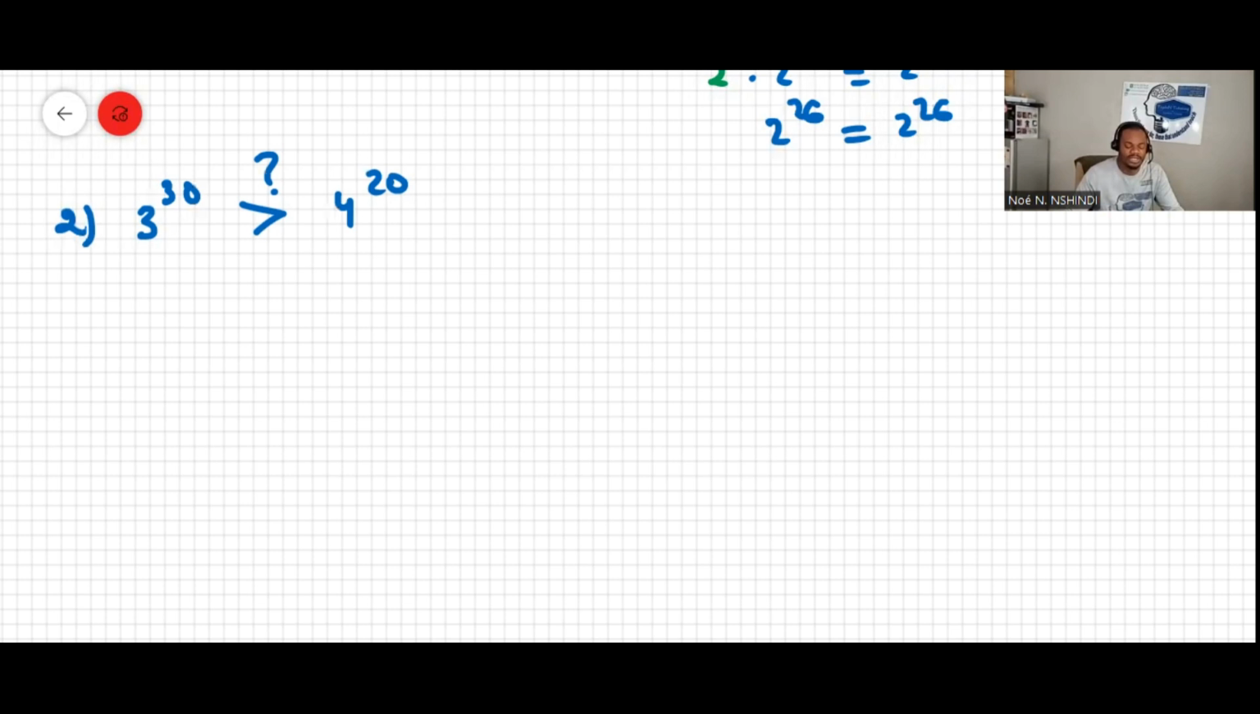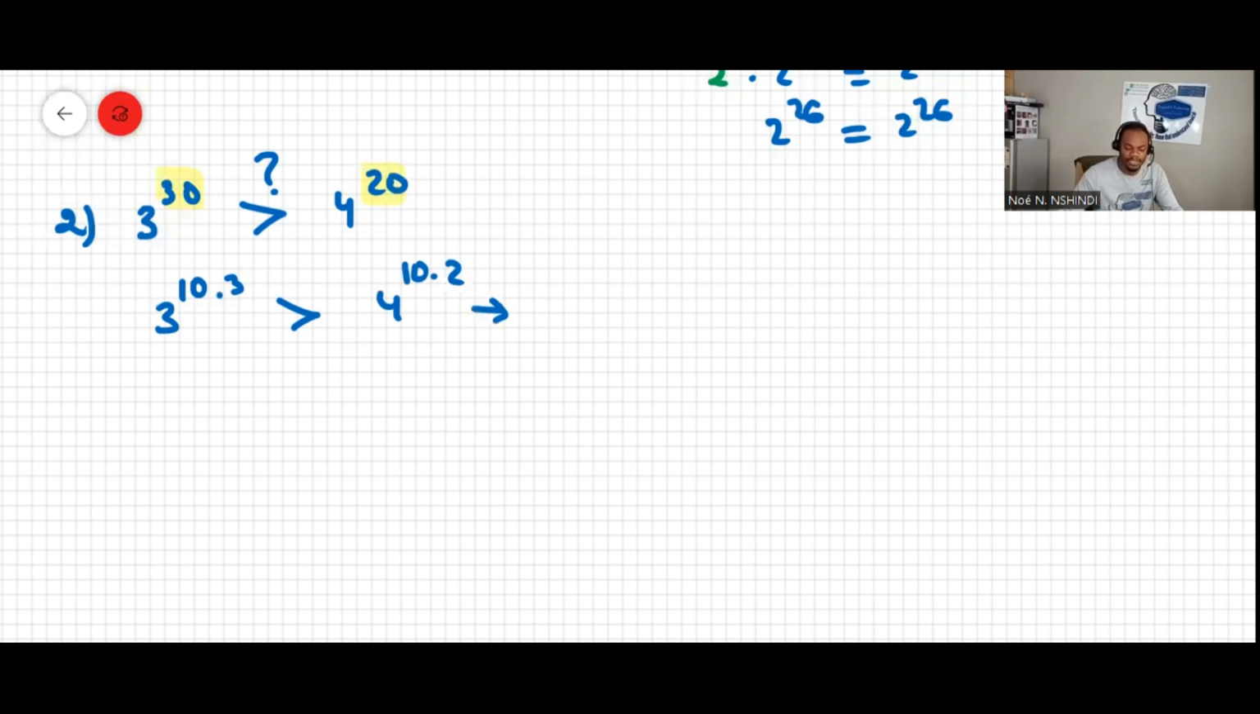I will look at the highest common factor of 30 and 20. The highest common factor here is just 10. So instead of writing 30, I will write 10 times 3, greater than 4 to the 20, which is also 10 times 2.